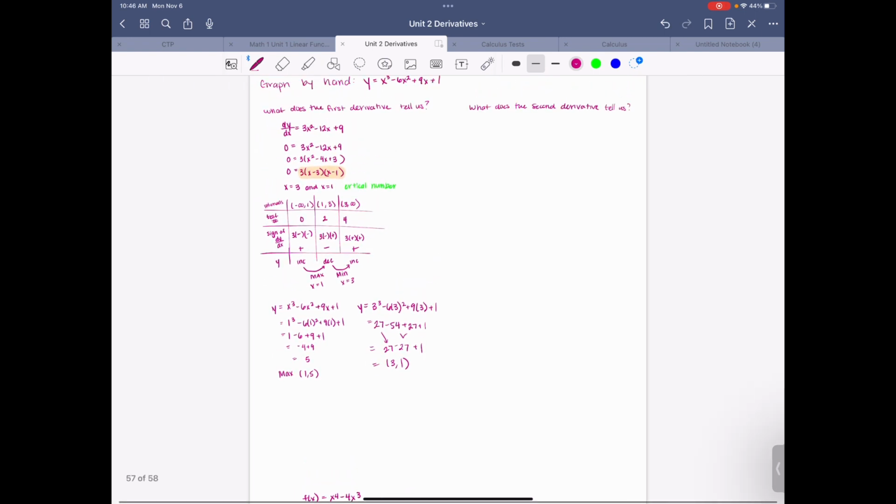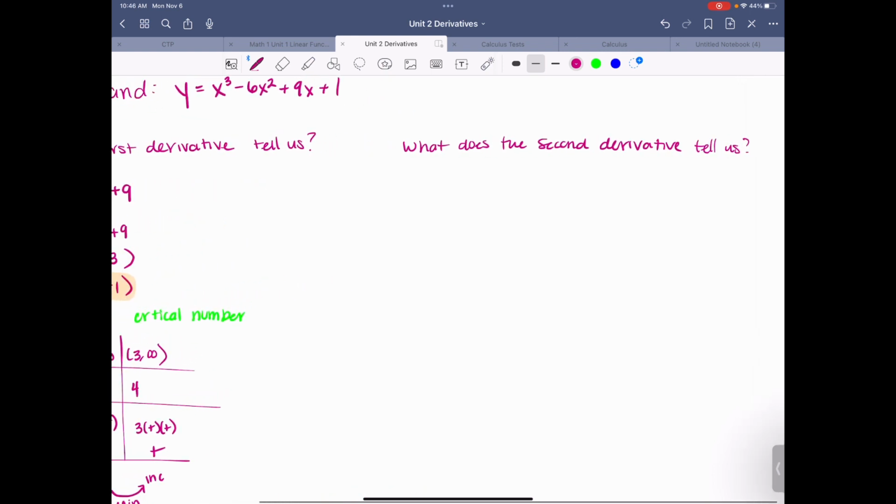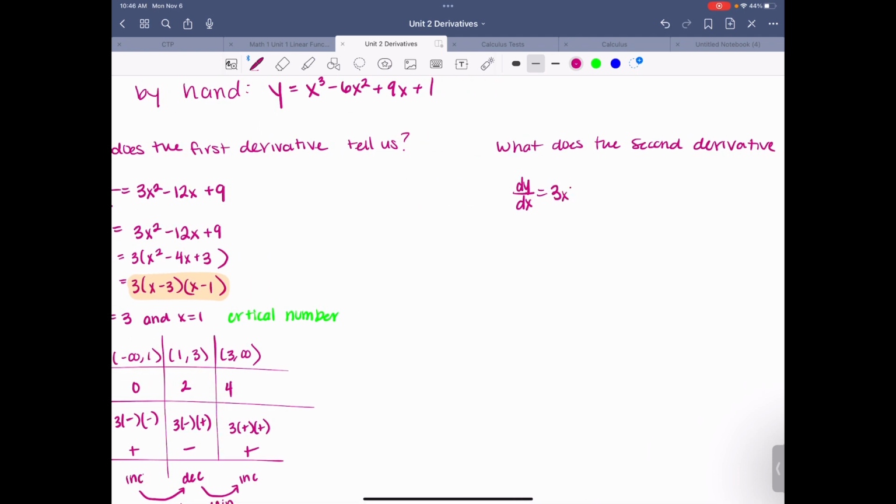So I have my maximums and my minimums, but the second derivative can also tell us the change in concavity, which if I go from a maximum to a minimum, I'm likely to change concave down to concave up, but I can find that inflection point where that exactly happens. So my second derivative, I need to find my first one again. My first derivative is 3x squared minus 12x plus 9. So to take the second derivative is going to be 6x minus 12.